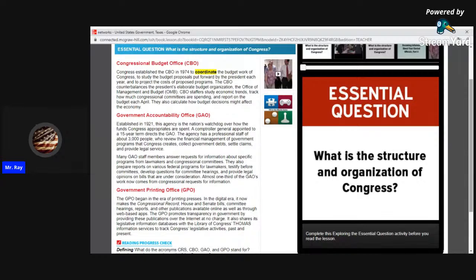We got the Government Accountability Office, the GAO. It watches how money is spent. They're like the watchdog. They're like the police. Okay, so they watch how money is spent. Is it being spent correctly? There's 3,000 members here. They prepare reports. They can testify in court. They can give legal opinions.